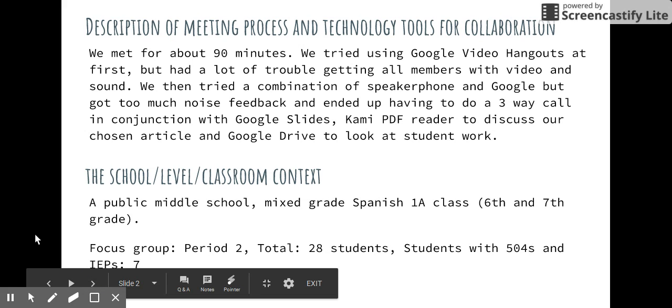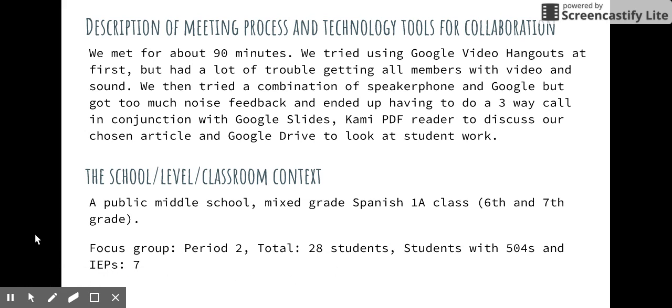And then just to summarize again our classroom context, I am my group's practicing teacher, so we're focusing on my students, and I work at a public middle school with a mixed grade Spanish 1A class, 6th and 7th grade. And for now, we're focusing on my second period with a total of 28 students and 7 students with 504s and IEPs.